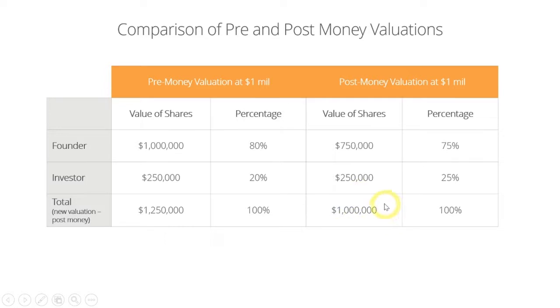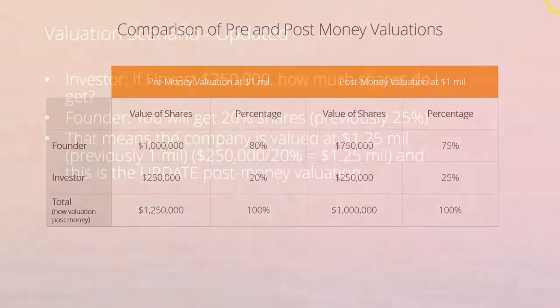But for post-money, your valuation is still 1 million. So it's always favorable for you to use pre-money valuation when you talk to investors.